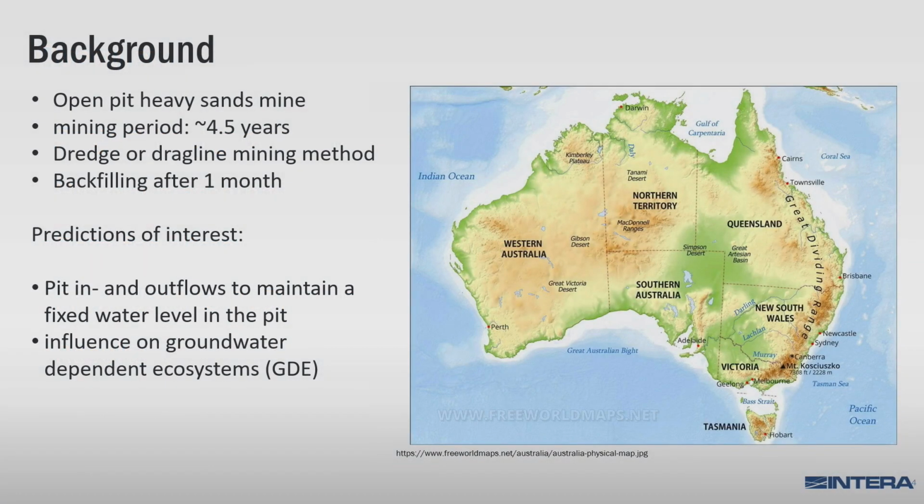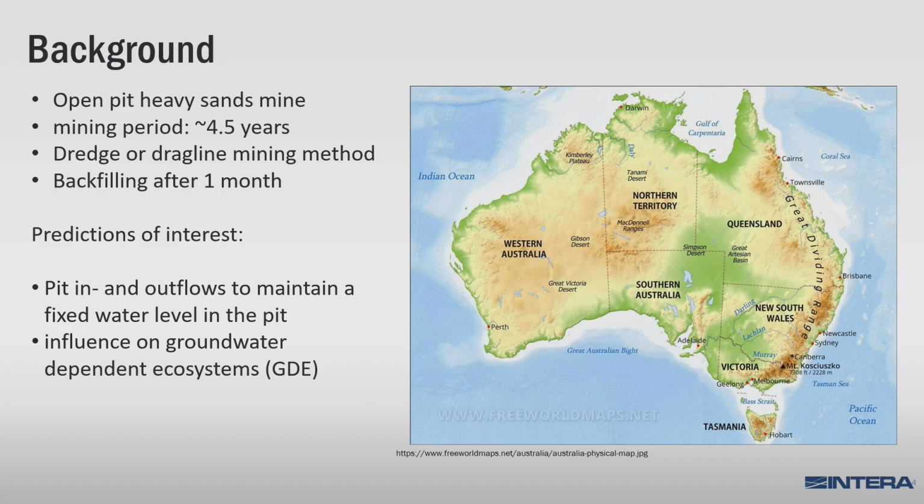So the project location is in Western Australia. It's an open pit heavy sands mine, and the predicted period of mining was 4.5 years. Mining will be performed with either a dredge or a drag line, which is why they need to maintain a certain water level in the pit. And mining happens in small sequences, and backfilling happens 1 month after one sequence got mined.